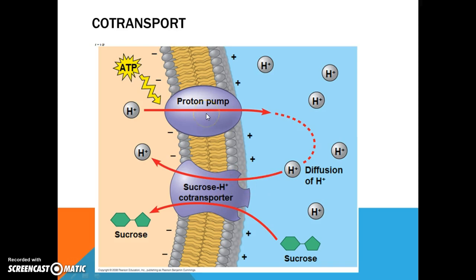So the proton pump will use ATP to move the hydrogen protons to the exterior of the cell to create a concentration of these, which will then be used to drive the sucrose back into the cell. So it's a coupled reaction. This process right here cannot occur without this process occurring as well.